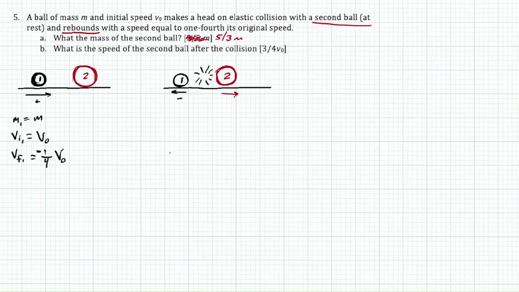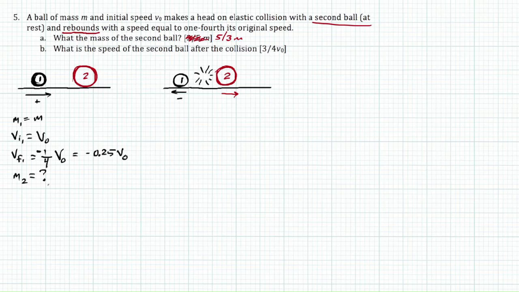Now, some of you may not like fractions, and you're certainly welcome to convert that into a decimal. That would be negative 0.25 VO, and that's perfectly fine. But the more important point is the fact that it is in fact negative. It's not positive. It's rebounding, changing direction and coming back. So we want to find out what the mass is of the second ball, and that we do not know. Mass 2 is the big question.